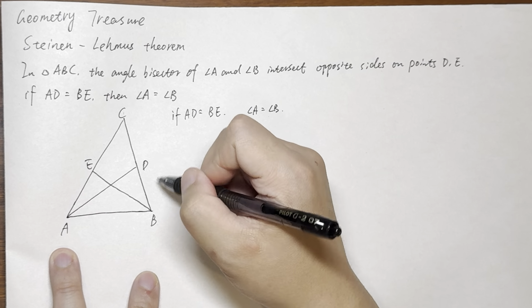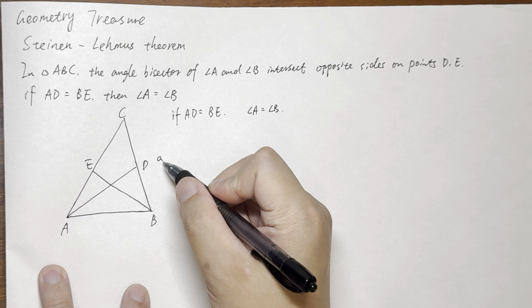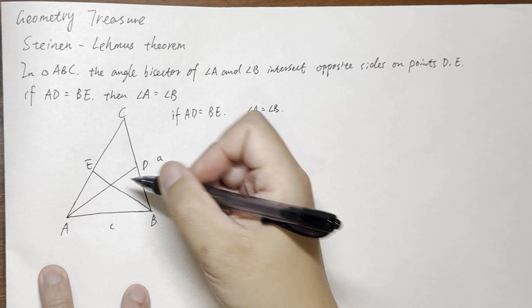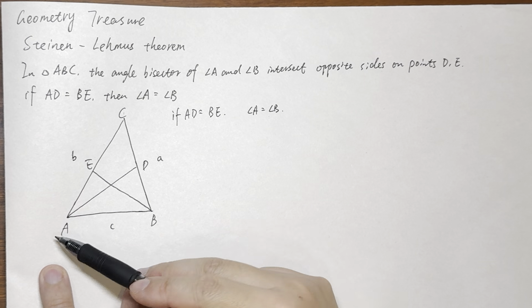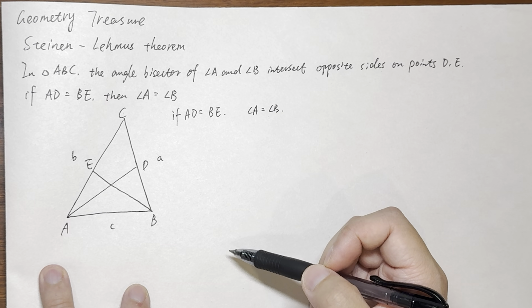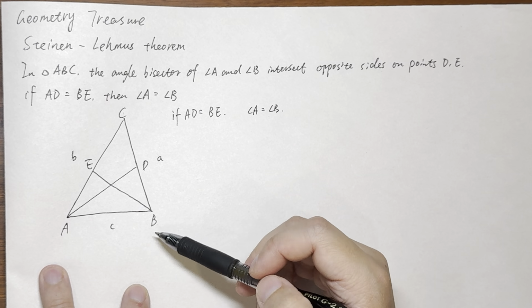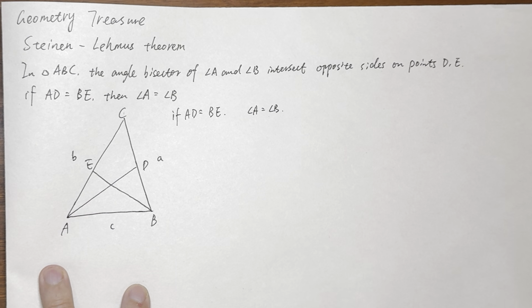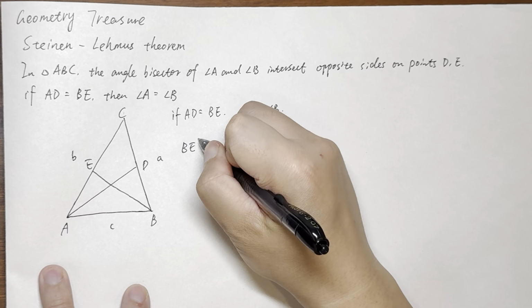We know the side BC, we can represent it as letter a, and AB should be c, AC should be b. So we can just calculate AD and BE and compare these two, and prove that if AD equals BE, then B must equal A, right? So let's calculate BE squared.